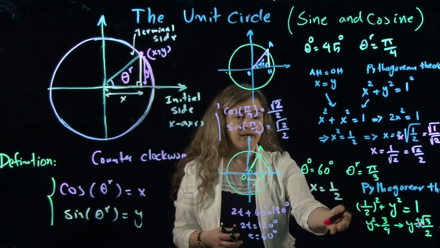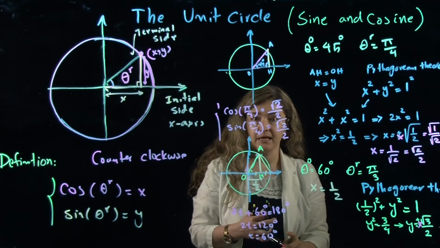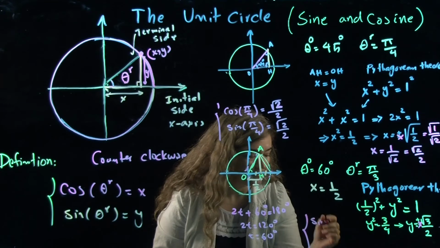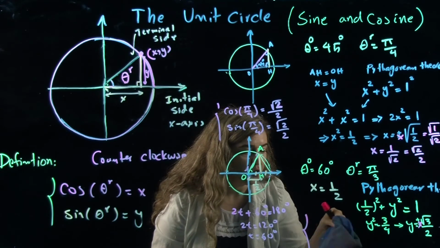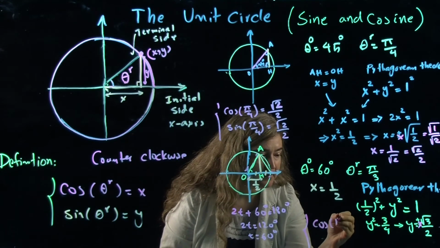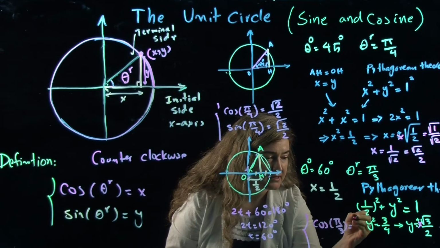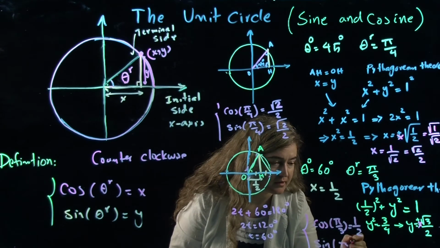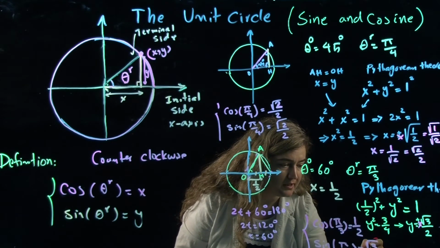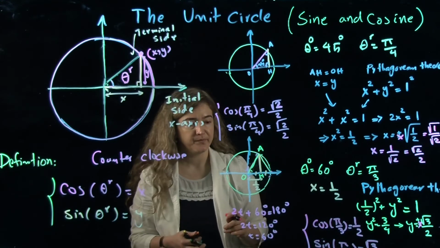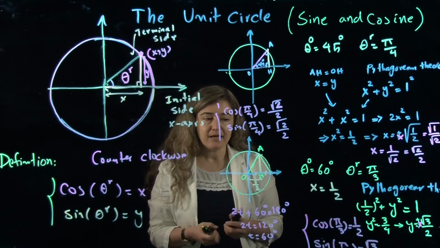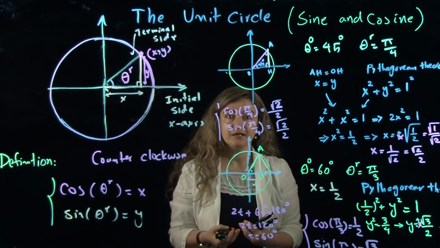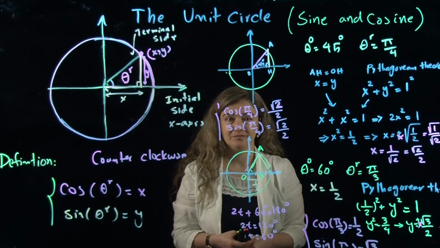This entire process is allowing me to say that cosine of pi third is equal to 1/2, and sine of pi third is equal to square root of 3 divided by 2. The next step is to find sine and cosine of pi sixth, pi half, and 0.